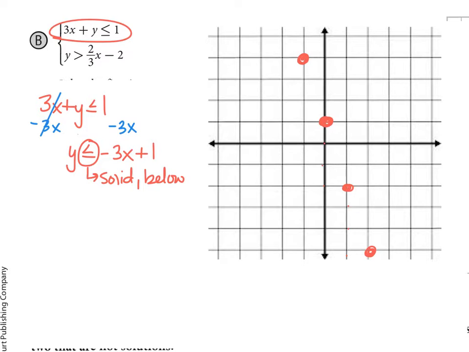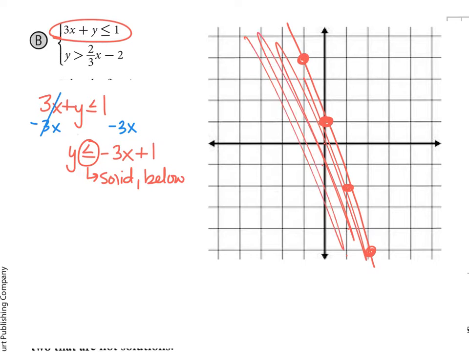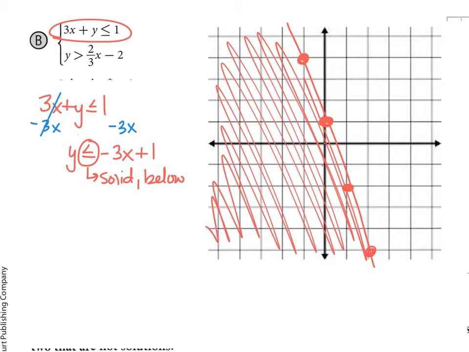And then I'm going to go ahead and get my shading done. Solid, and I want to shade below, which is on this side. Okay, I'm going to switch colors now. I'm going to do my second equation. And that equation, I'll just make the note up here, is going to be dashed and above because it's greater.